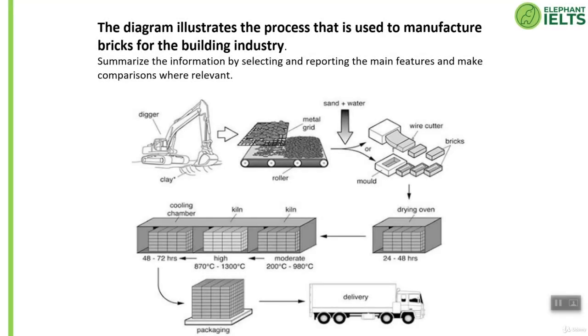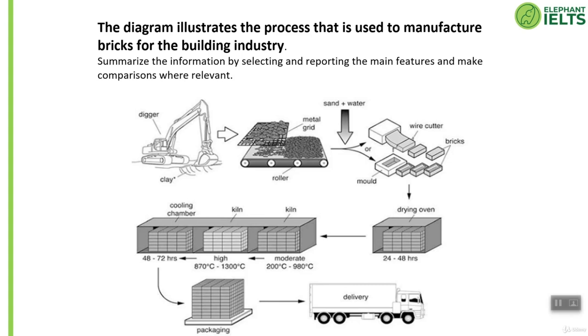So let's look at this flowchart now. It illustrates the stages required for making bricks. So we read the title. The diagram illustrates the process that is used to manufacture bricks for the building industry. We must summarize the information by selecting and reporting the main features and make comparisons where relevant. Okay, so looking at the diagram, it begins with the digger, the roller, the bricks. They're dried, packed, and then delivered.